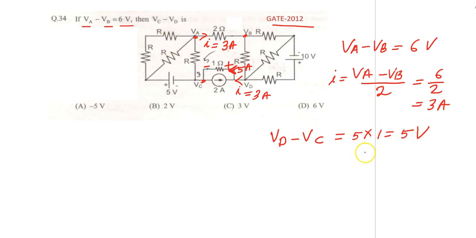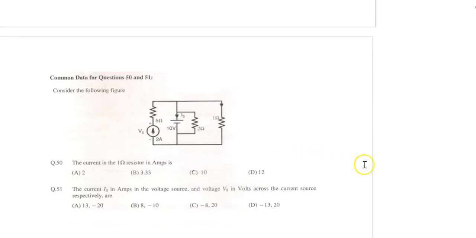But the question is not yet over because they have asked VC minus VD. So VC minus VD is equal to minus 5 volt. This is a 2-mark question. So easy, just application of the basics. So option A is correct. Next we'll move to another question.